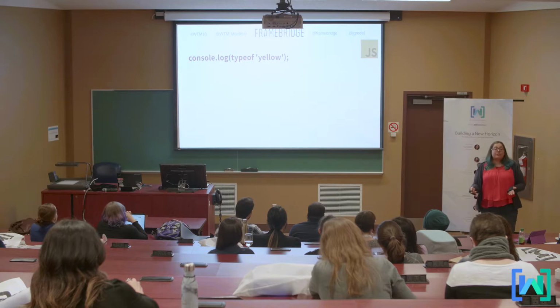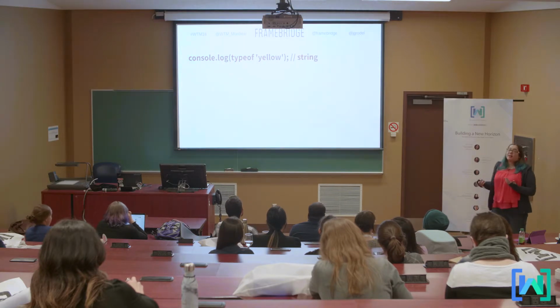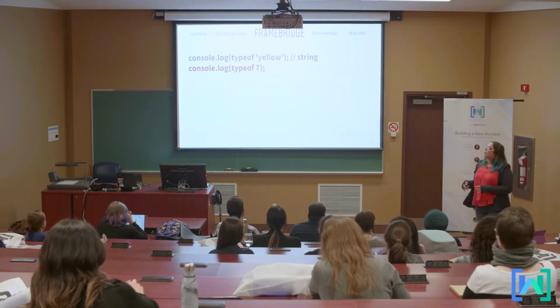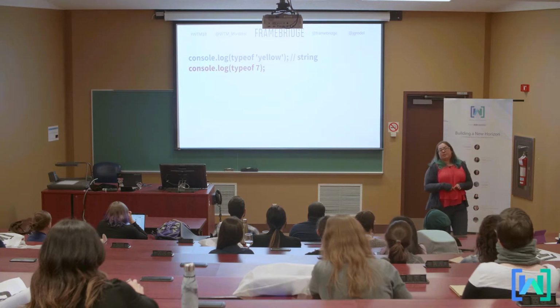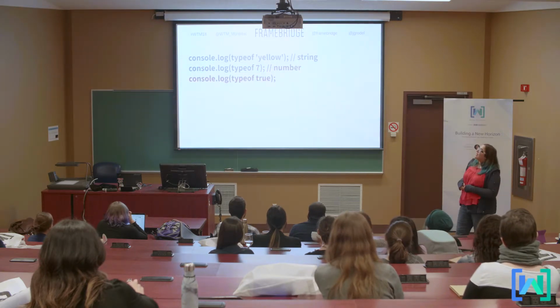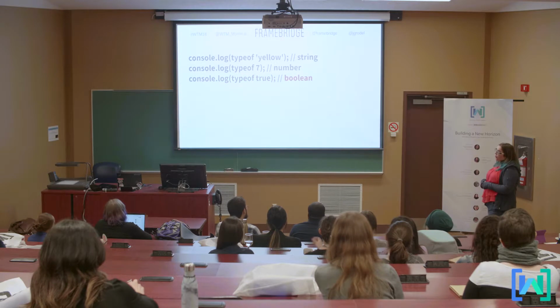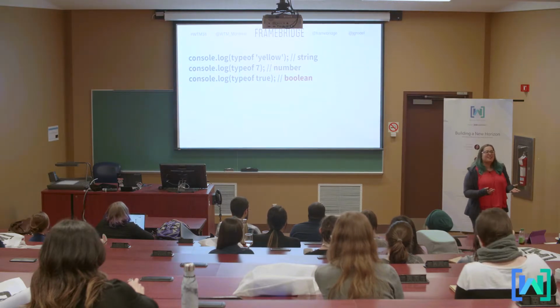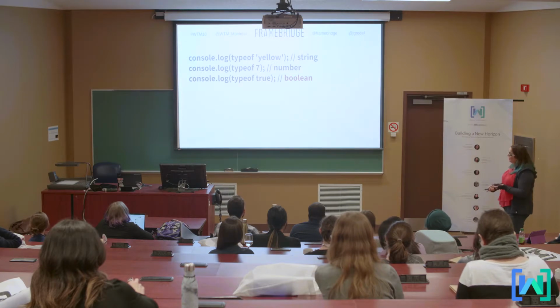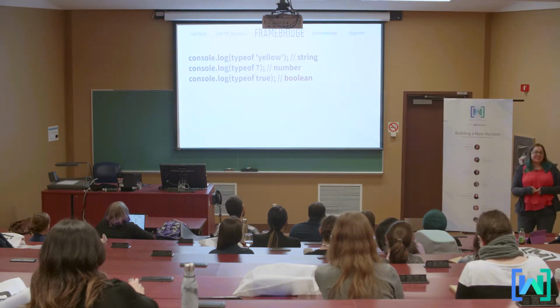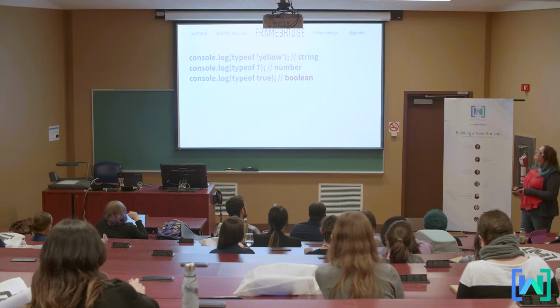But if we ask for the type of this string yellow, what we'll get back is string. We might ask for type of 7, and we'll get back number. If we ask for the type of true, we'll get back Boolean. And so these are string objects and number objects and Boolean objects. But we just call them strings and numbers and Booleans.